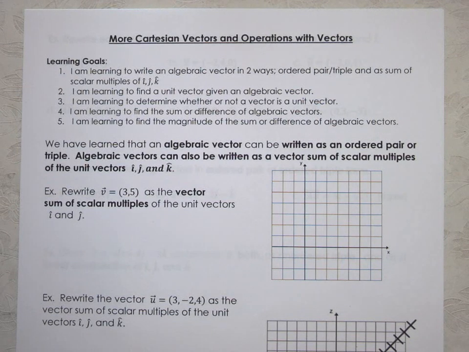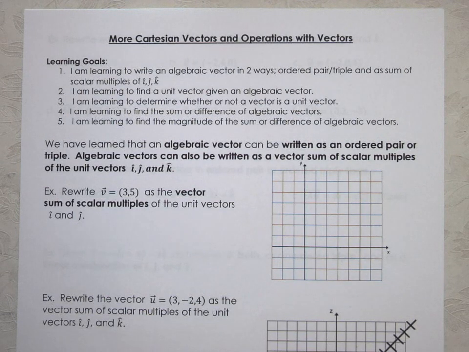Hi. This lesson is on more Cartesian vectors and operations with vectors. So our learning goals, we're learning to write an algebraic vector in two ways. We've already looked at ordered pair, triple, and we're also going to look at it as a sum of scalar multiples of vectors I hat, j hat, and k hat.